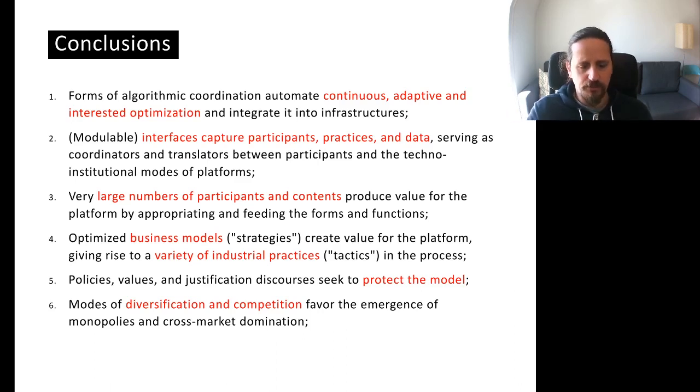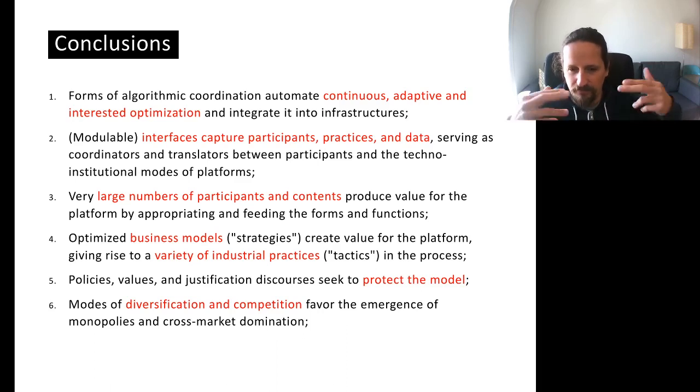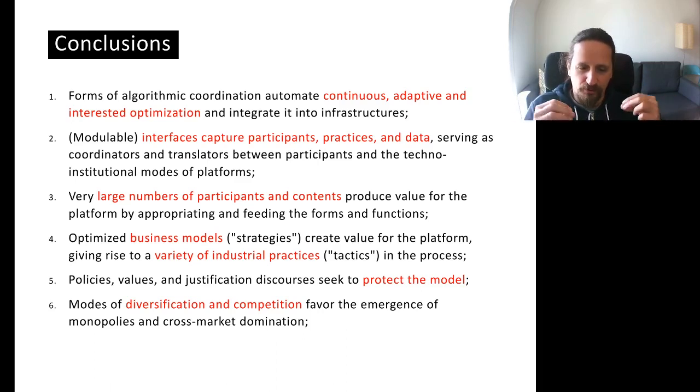And if we want to summarize these 6 points that I went through, with the algorithms, I think it's very interesting that they automate some of this programmed coordination, right? That they are continuously adapting and performing what I've called interested readings and interested optimization, where something like a recommender system can personalize, localize, and always better learn what triggers users into watching or clicking and so forth, right? So these kinds of algorithms play an important role here.